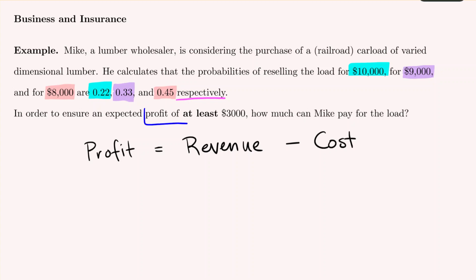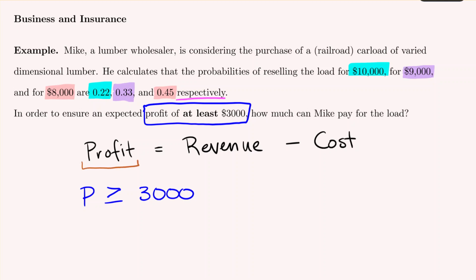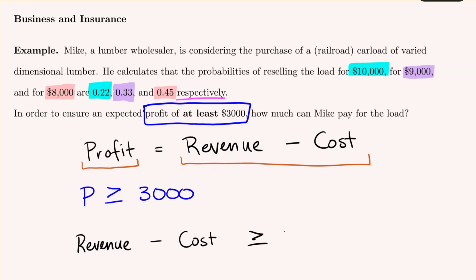Now we have a restriction on profit. Profit needs to be at least $3,000. Now think, what does at least mean? That means we need to be $3,000 or greater. So the least amount of profit we can make is $3,000, but if possible, it'd be good to make more than $3,000. So our profit needs to be greater than or equal to $3,000. But what is profit? It is revenue minus cost. So I could replace this with the equivalent reasoning that revenue, the money we make, minus the cost, needs to be greater than or equal to $3,000.